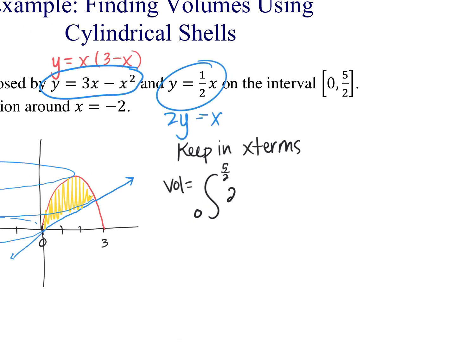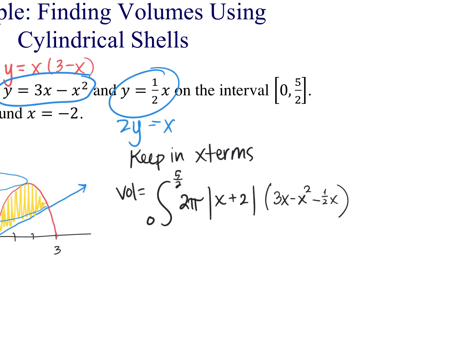All right, 2 pi. Absolute value, so now I want 2 pi r. My r is x minus, and where's the axis of rotation? So this becomes x plus 2. And then I'm going to do what's forming the upper edge, which is the red parabola. So 3x minus x squared minus what's forming the lower edge, and then dx.